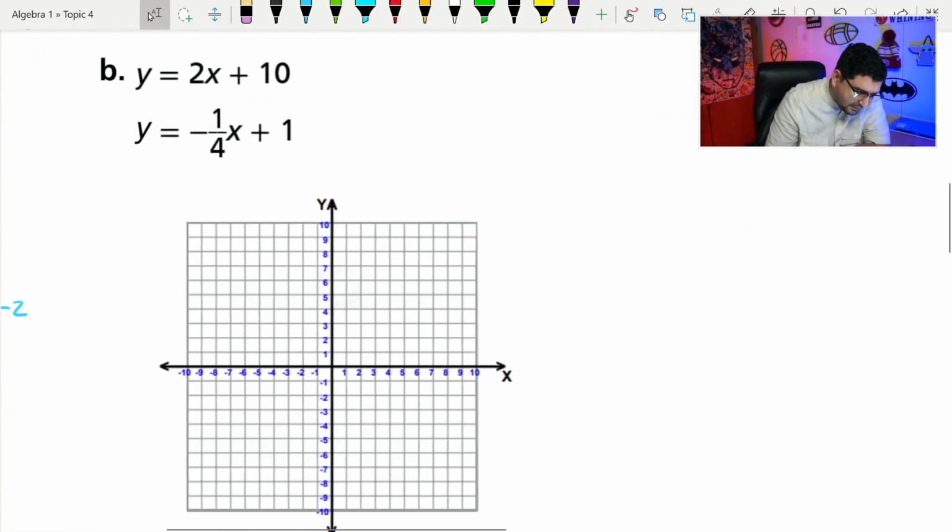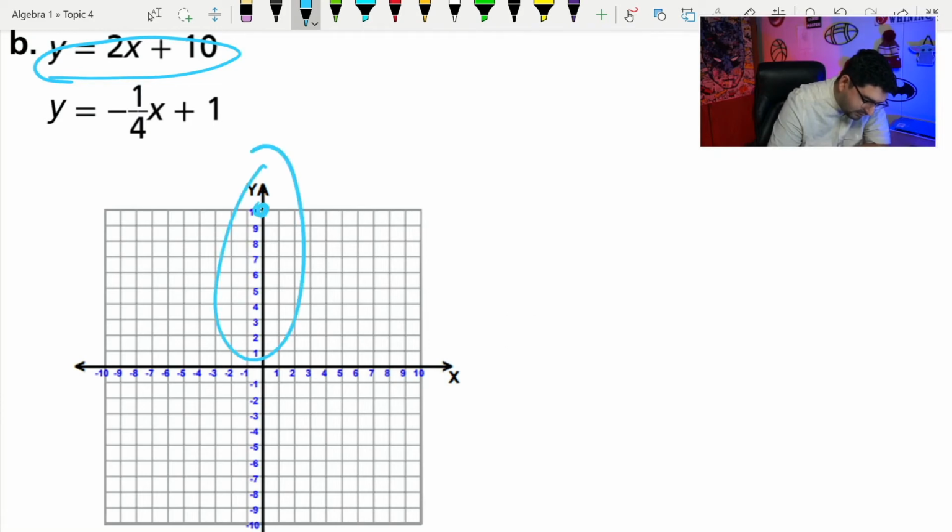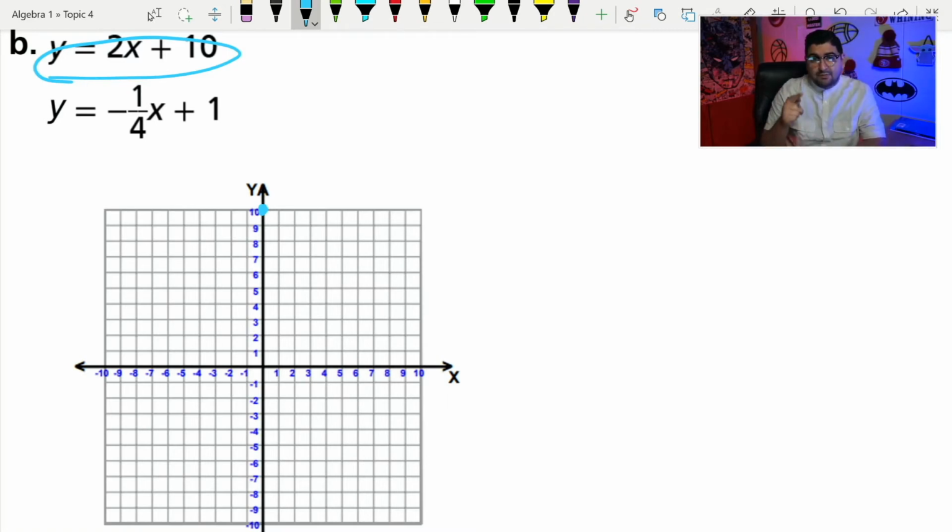Let's try system B. Again, we're going to graph this top one here in blue. We've got y equals 2x plus 10. So plus 10 would be right here. Now I can't really follow this slope. I can't go up 2 spaces and to the right one. Here I'm going to have to go down 2 spaces to the left one.